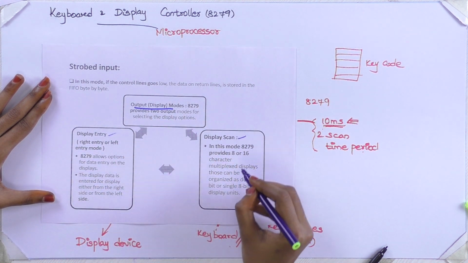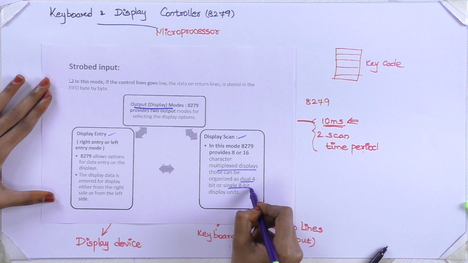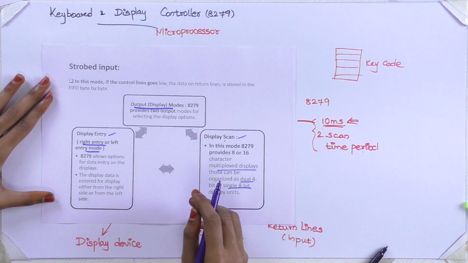You have display entry mode and display scan mode. In display scan mode, multiple displays will be organized in dual 4-bit or single 8-bit. That is for scan. And in display entry mode, you have two things, right entry and left entry. So we can display the data from left to right or from right to left. Can you visualize it, and give an example of a device where the display is from right to left? Do you remember? The calculator. In a calculator, when you press the numerical values and then the arithmetic keys, that will be displayed from the right to left.